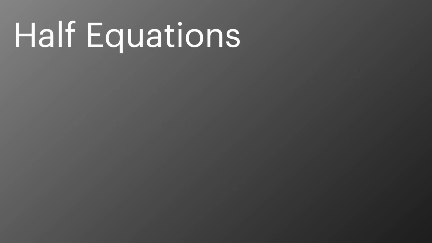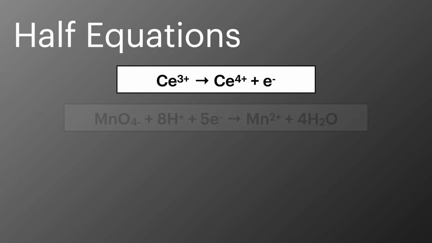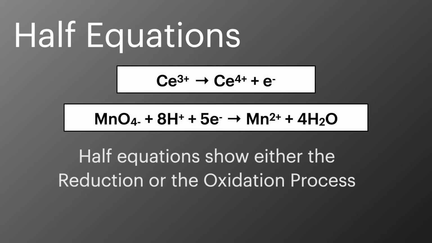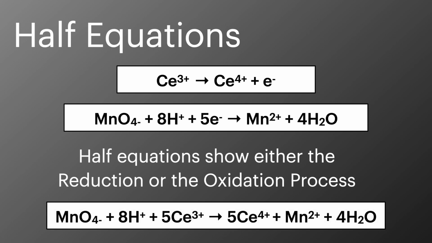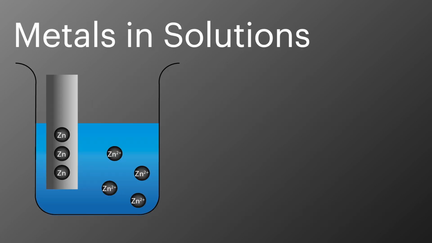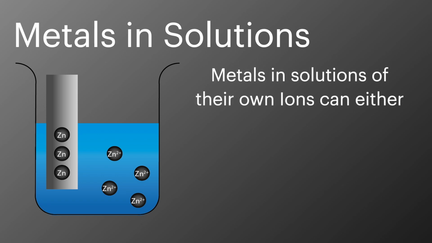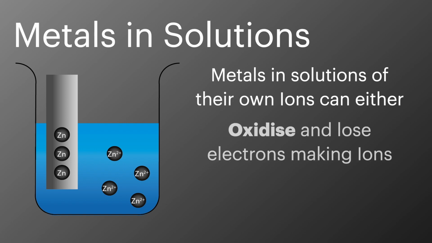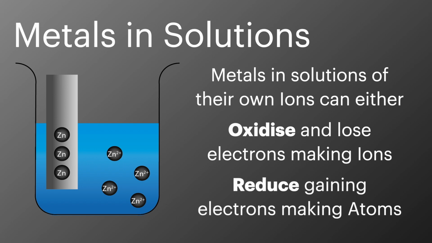Now, if you remember back to year 12, we also talked about half equations, where they show the oxidation process and the reduction process. Remember that we can combine those half equations together: we balance up the number of electrons, cancel those electrons out from both sides, and have one full equation for the redox process taking place. What we're interested in today is what happens when we put metals into solutions of their own ions. They can do one of two things. They can either oxidize their atoms and lose electrons to form ions, or they can reduce their ions, gaining electrons to make atoms. We're going to look at how these two processes can happen together to make an electrochemical cell.